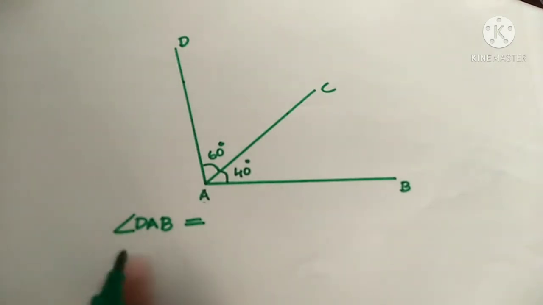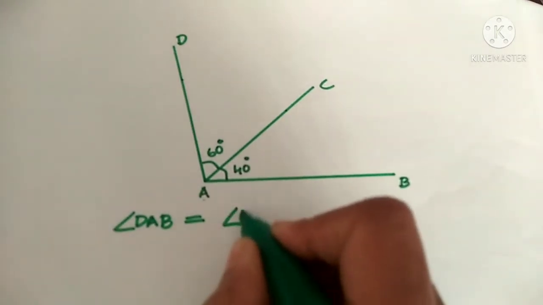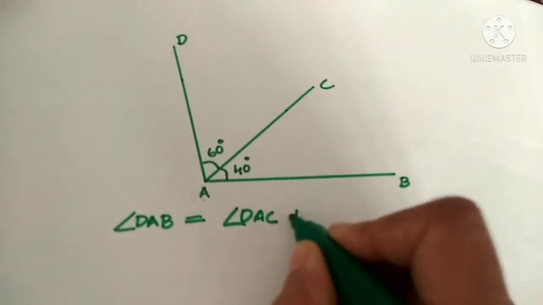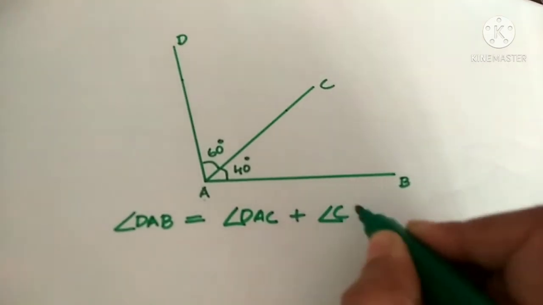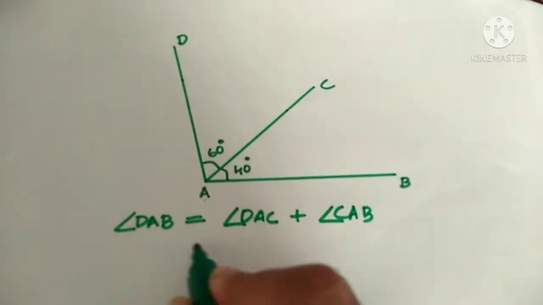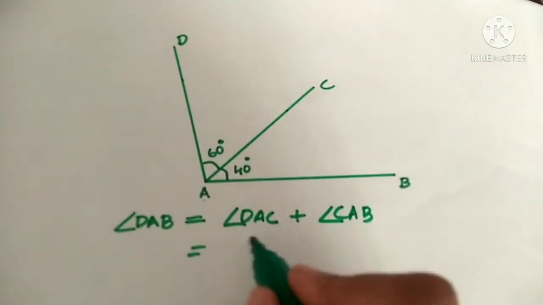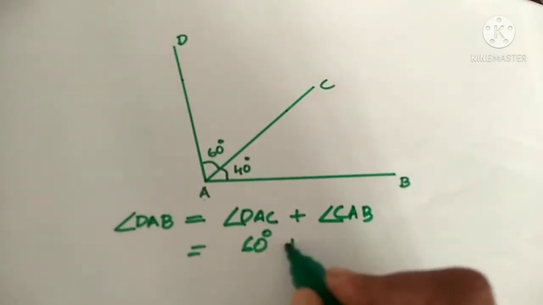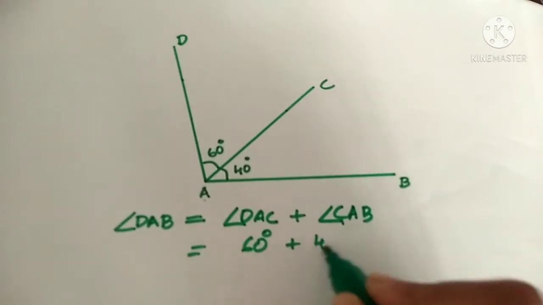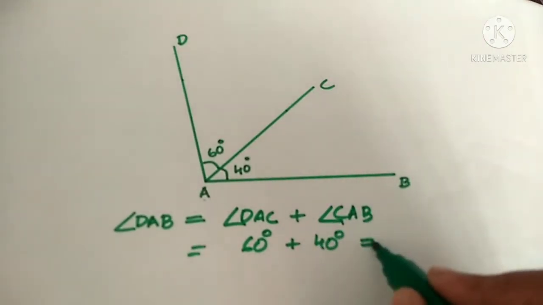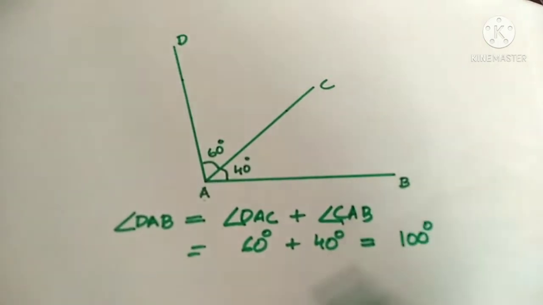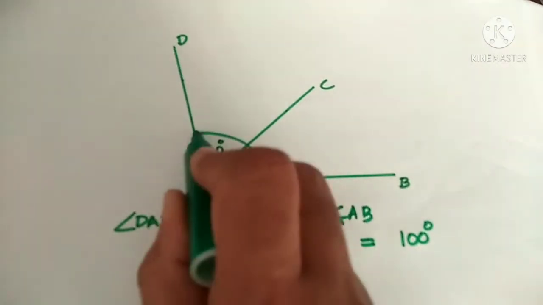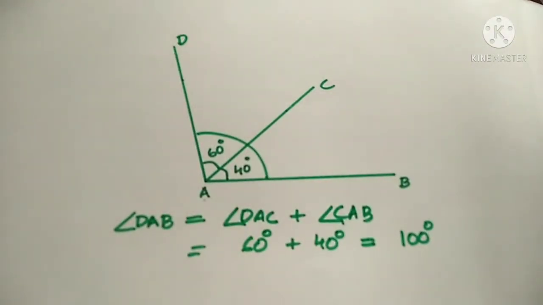So we can find angle DAB by adding angle DAC plus angle CAB, that is equal to angle DAC is 60 degree plus angle CAB is 40 degree, that is equal to 100 degree. So the third angle from here to here, it is 100 degree.